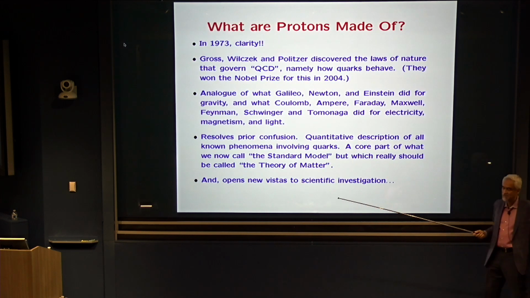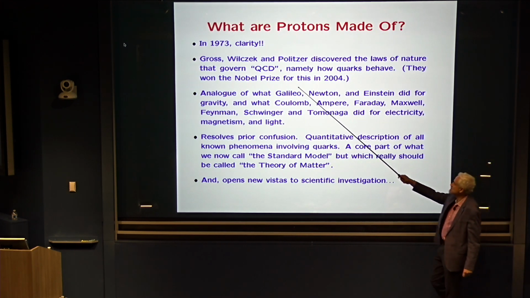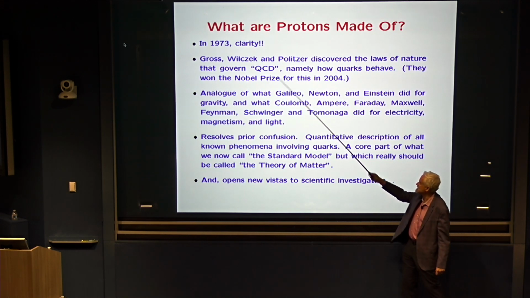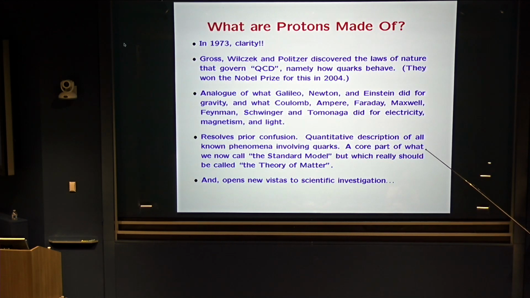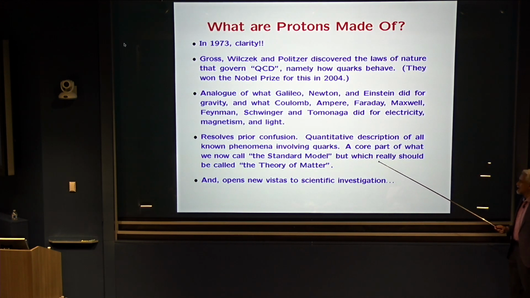Clarity came in 1973 when Gross, Wilczek, and Politzer figured out the laws of nature that govern quarks. Those laws of nature are called QCD. I'm going to use QCD at various times. Those laws are the analog of the laws that Galileo, Newton, and Einstein worked out for gravity, or Coulomb and Feynman and many colleagues worked out for electricity and magnetism. So new in 1973, 52 years ago, this discovery of the correct fundamental laws governing quarks resolved all that confusion.